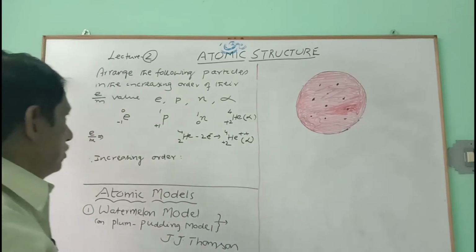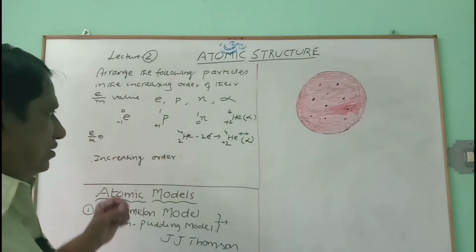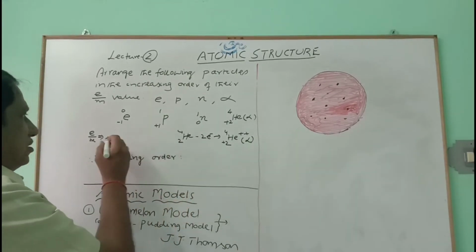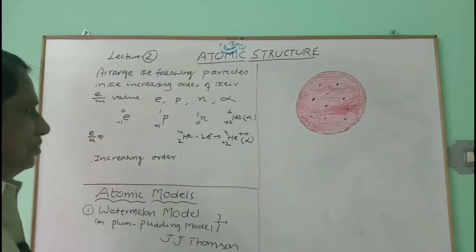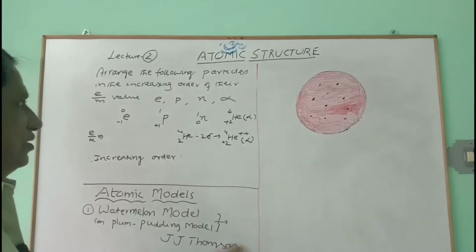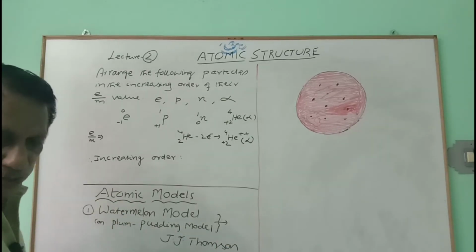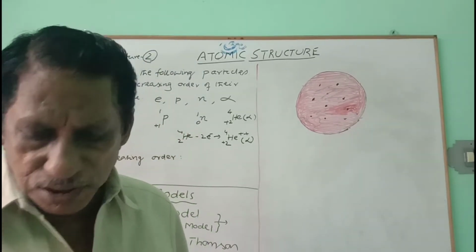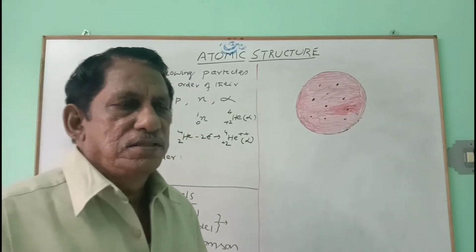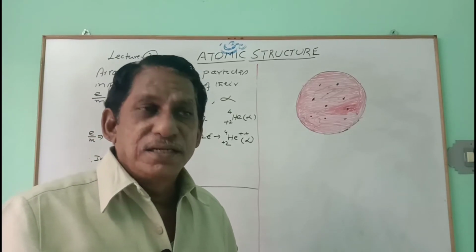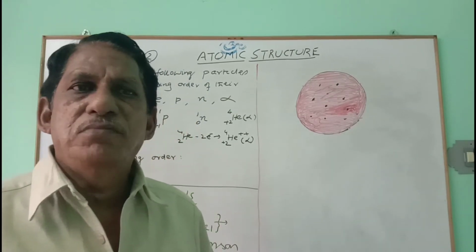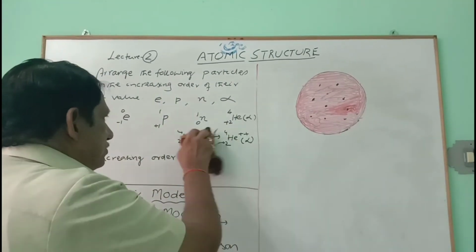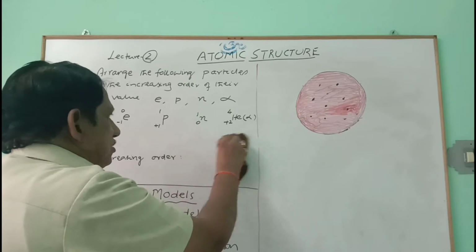Here you have to arrange these particles according to the e/m value. What is e/m value? e/m is nothing but specific charge. You need not remember the actual values, but it can be easily answered by getting the relative charges and relative masses.